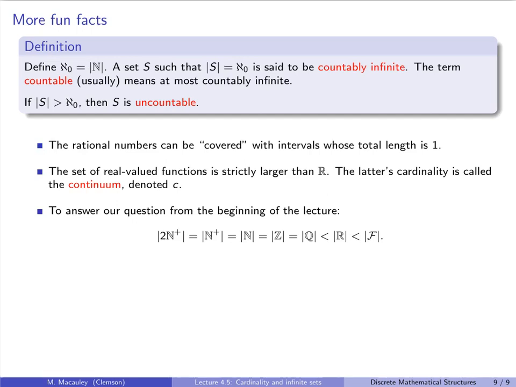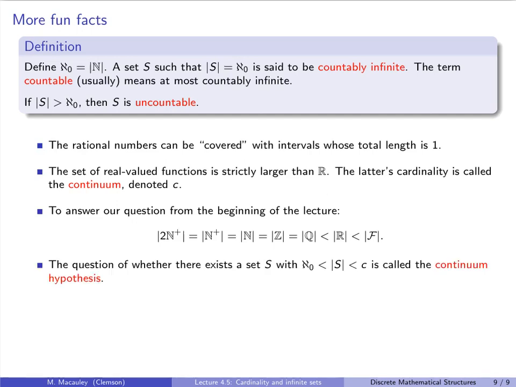Fun fact 3. I guess this one maybe is not quite as cool as the last two, but we can finally answer our question from the beginning of the lecture. Remember we had that chain of subsets? Now we know that the even positive integers is the same size as the positive integers, which is the same size as the natural numbers, the non-zero integers, which is the same size as the integers and the rationals, which are smaller than the real numbers and strictly smaller than the real valued functions.